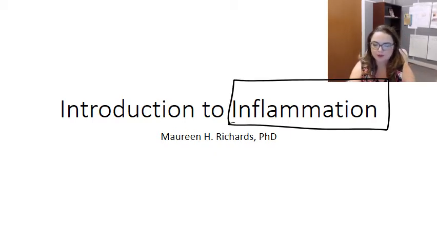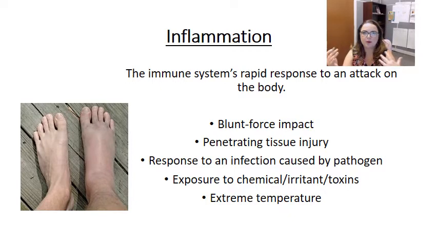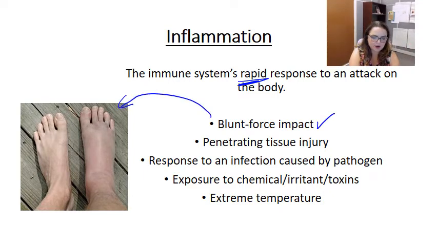All of us have experienced it at some time in our lives and could probably describe it really well, but we don't necessarily have to come up with that because other people have spent a lot of time doing that. So the immune system is the body's rapid response to an attack on the body. And I do mean rapid, so things begin happening within seconds. And inflammation can occur for a variety of reasons. Blunt force impact, as is kind of indicated here.